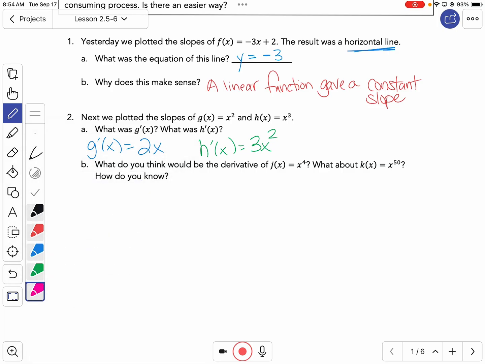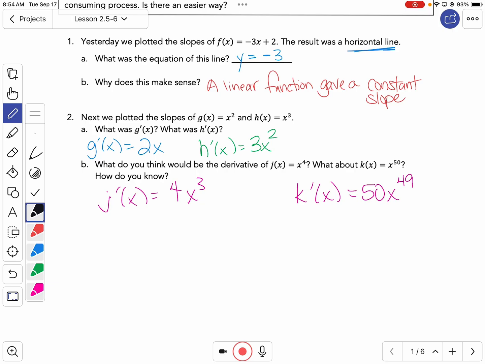So what do you think would be the derivative of x to the fourth? 4x to the third. I concur. What about the derivative of x to the 50th? 50x to the 49. All right. Now, what are we doing when we're doing this process? What pattern are you following? The derivative of x to the n equals nx to the n minus 1.